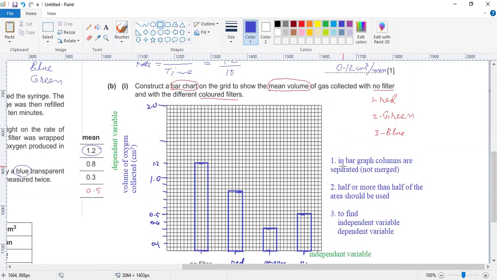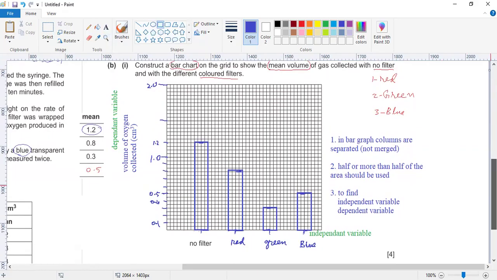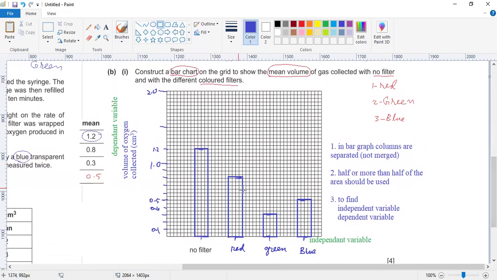What I was telling you in the first point is that in a bar graph the columns are separated, not merged. So what does it mean? It means you cannot start the next bar from here. That was the histogram. In a histogram, the bars are merged together, but in a bar graph they must be separated. So remember, whenever you are going to draw a graph, note this point and remember it before drawing any graph.